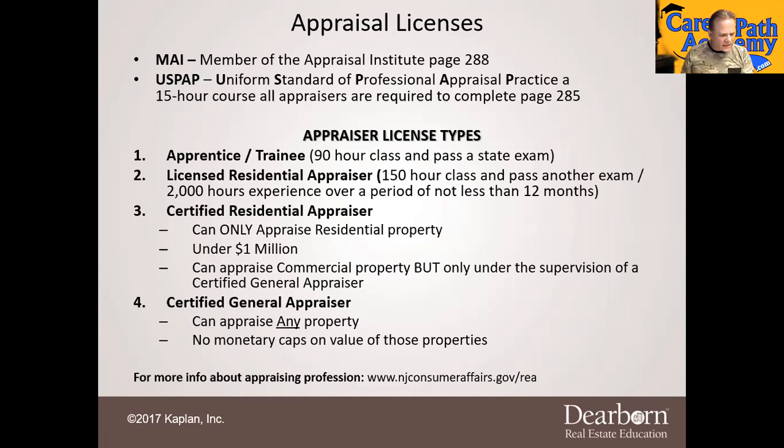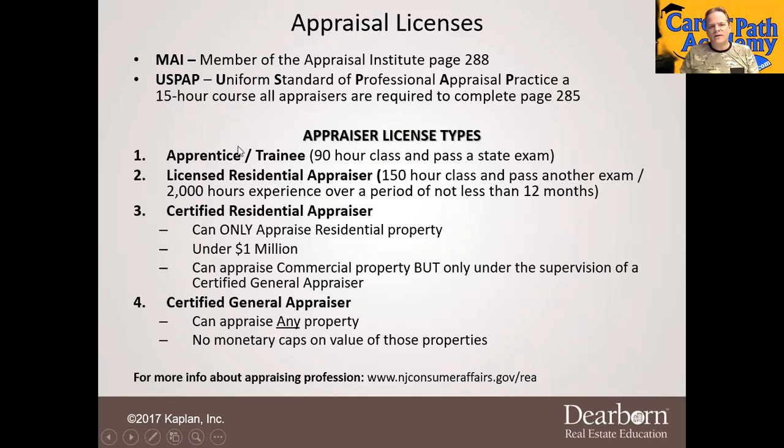Now, on the bottom of page 288 here, or halfway through it, there are different appraiser license types. Usually on the state exam, they'll give you a question: what kind of license is required to do an appraisal? Your answer should be an appraiser's license, right? If they're more particular about it, the answer is probably going to be this one, certified general appraiser. But if they just say what kind of appraiser license is required to do an appraisal, you just say an appraiser's license, any of them.